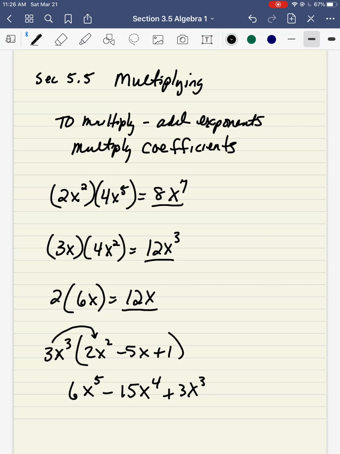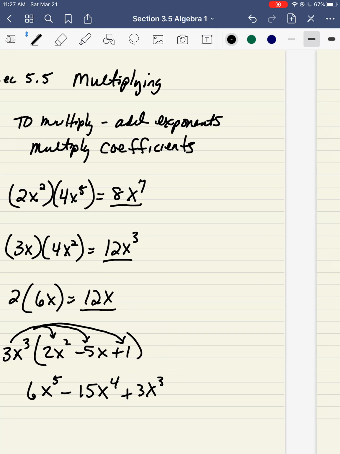The 3x to the third, and parentheses all the other terms, the 3x to the third is distributed. So 3x to the third times 2x squared, that's going to give me a 6, and I'm adding my exponents, so 6x to the fifth. 3x to the third times a minus 5x is going to be minus 15 when I multiply 3 times minus 5. X to the third, and this is x to the first, that makes x to the fourth. 3x to the third times a 1 is just 3x to the third.